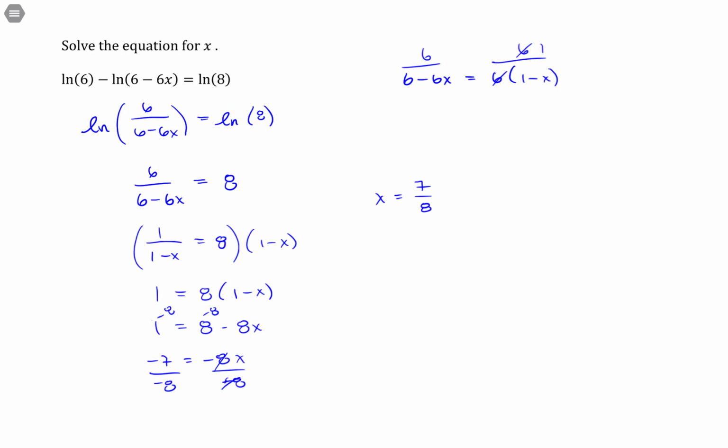Now, the last thing is I need to just check and make sure it doesn't lead to any arguments of logarithms that become negative. So the log of 6, that's fine, of course, so is log of 8, so this is the only one in question. And then I have 6 minus 6 times x. Well, this is smaller than 1, so 6 times a number smaller than 1 is going to be smaller than 6. So 6 minus something smaller than 6 would be positive, so this checks out and it would be fine.